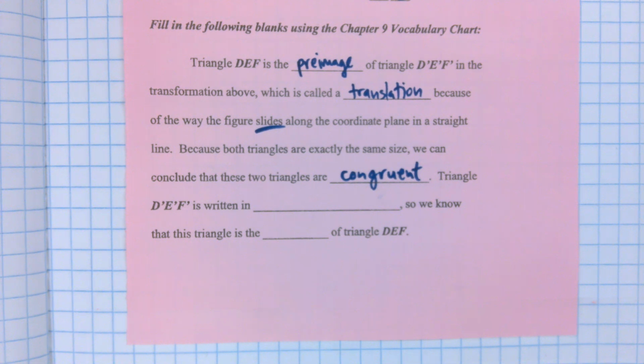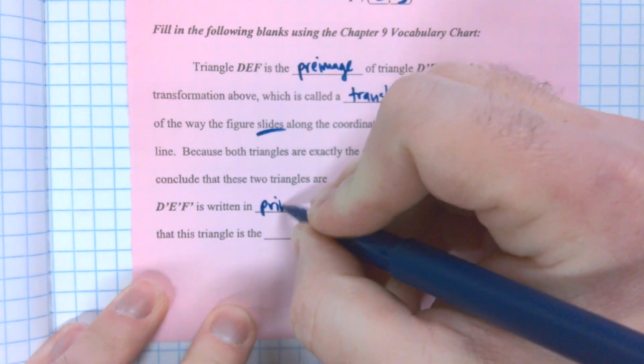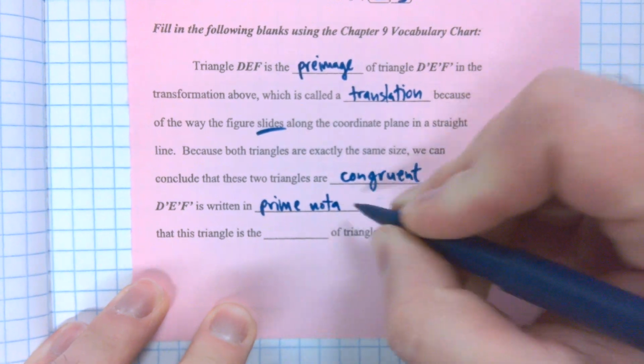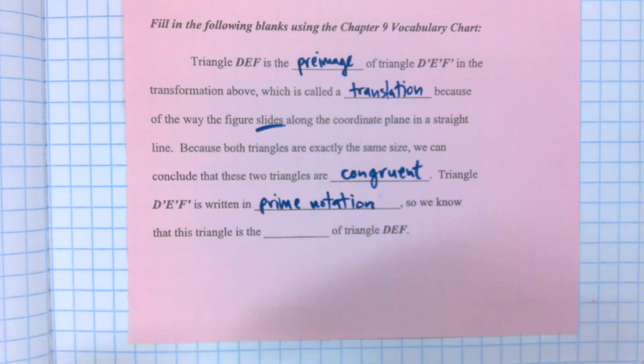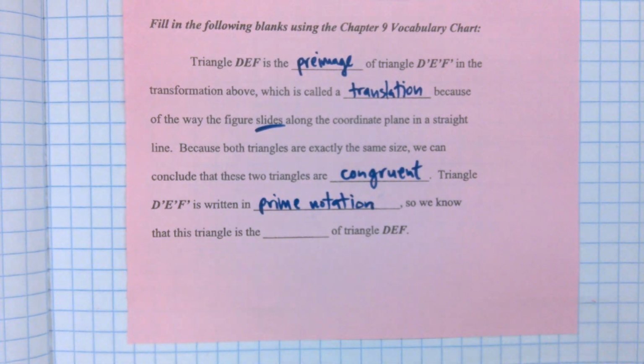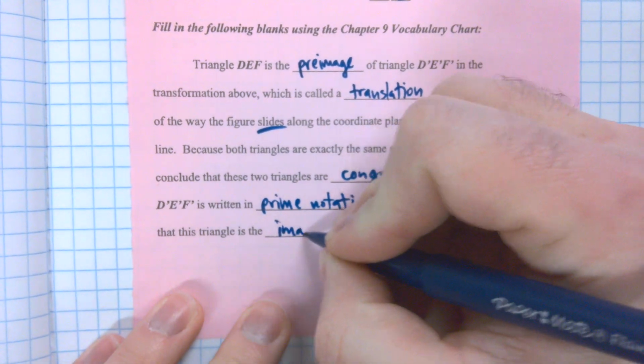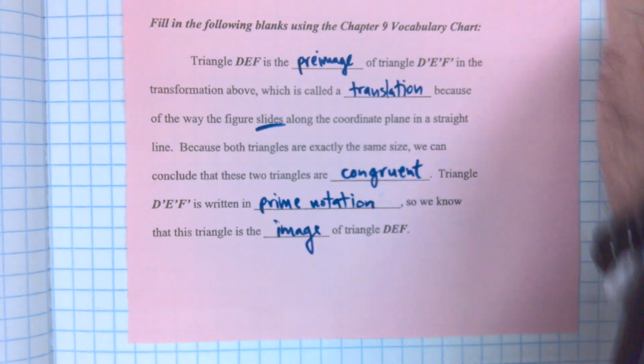Triangle D prime, E prime, F prime is written in blank. It's a little bit tricky. Think about it. Look at the word list. It's written in blank. Osase? Exactly. Prime notation. We've noted or notated that each of our points is a prime point, which means we know that this triangle is the blank of triangle DEF. Tina, go for it. The image, exactly. The image.